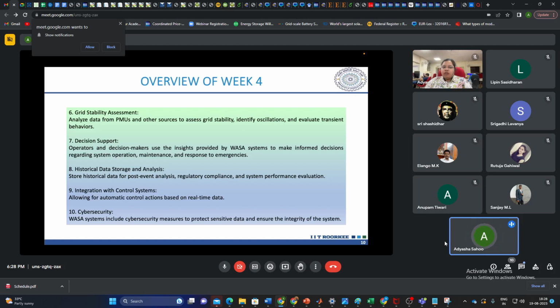Ninth point, we have integration with control system. So basically, if you want to take some control actions, you have to do it with the help of control systems. And lastly, due to these data attacks that are currently in trend, cyber attacks, we have to protect our system, this wide area monitoring system, from cyber attacks also.